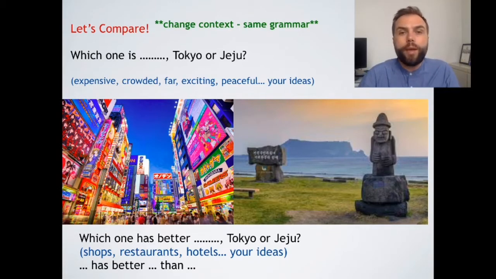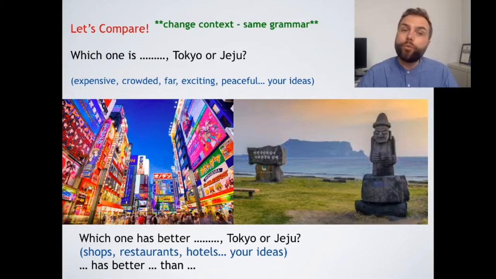So let's compare two places. Which one is Tokyo or Jeju? Okay, so we've got some example words here: expensive, crowded, far, exciting, peaceful, and so on. Okay, so again, you can give students a few minutes and they come back and they can share their examples. So which one is more expensive, Tokyo or Jeju? Okay, probably Tokyo is more expensive than Jeju.